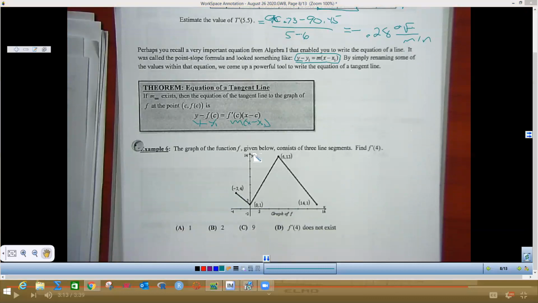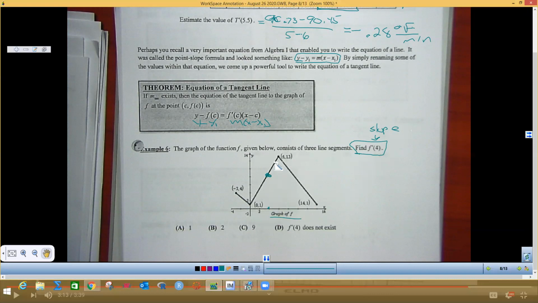All right, this graph says, for the function f that's graphed here below, that it consists of 3 line segments, find f prime of 4. So this means what is the slope at 4? So if you look here, here's 2, here's 4. So if I carry this thing up here, this is where your point is on the graph of f.